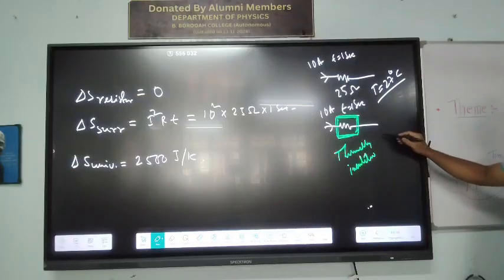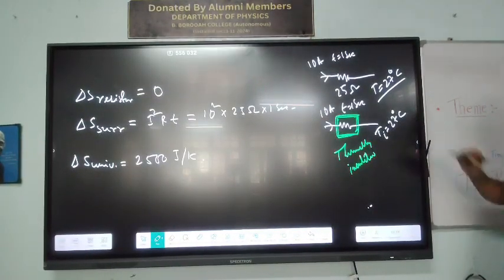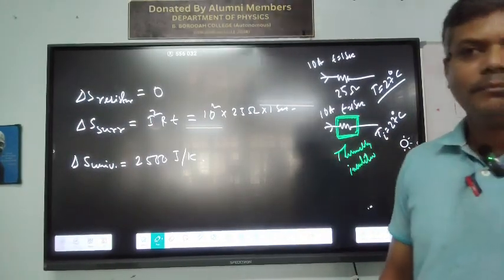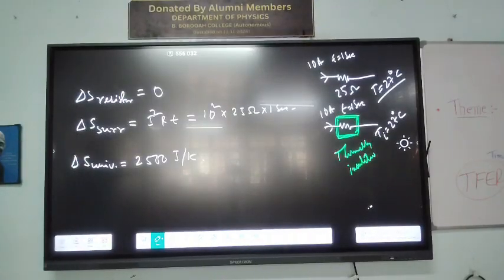And initial temperature is what? Ti is equal to 27 degrees Celsius. Same 10 ampere current for 1 second. But the only difference is that the resistor is now thermally insulated.